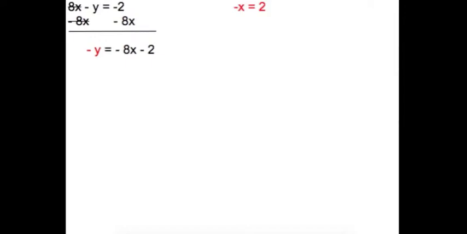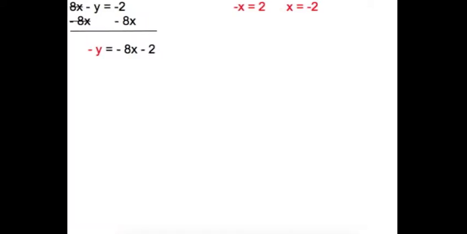To understand how to deal with this negative y, let's take a look at a quick side example: negative x equals 2. If negative x equals 2, then x equals negative 2. So what we can do is switch the sign of the variable if we switch the sign of everything else. So we can make y positive if we change negative 8x to positive 8x and negative 2 to a positive 2. So we have successfully solved for y now. y equals 8x plus 2.